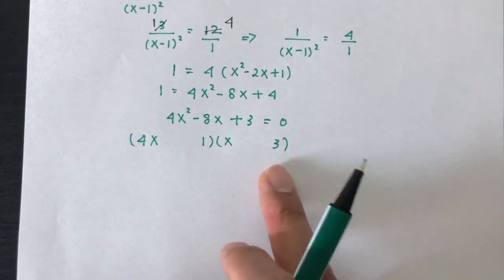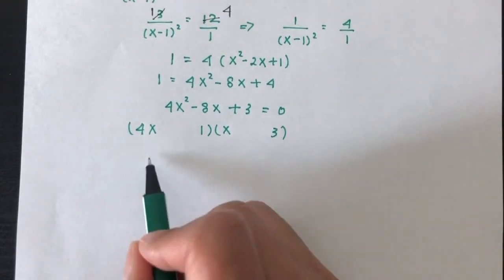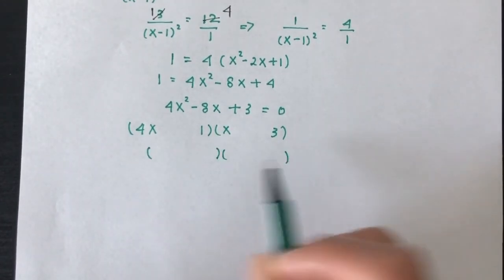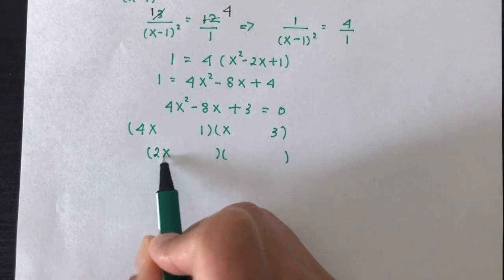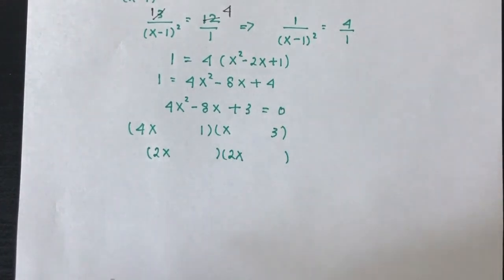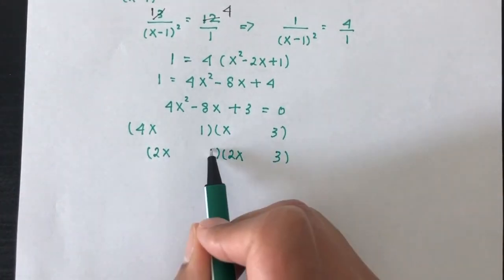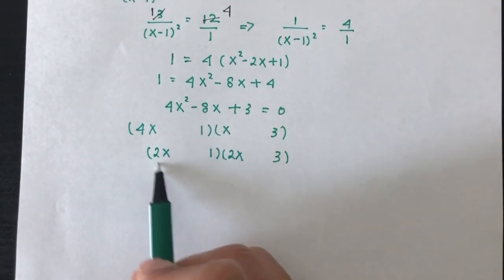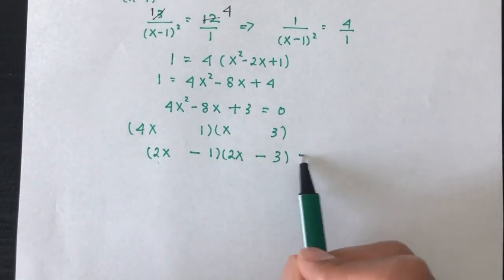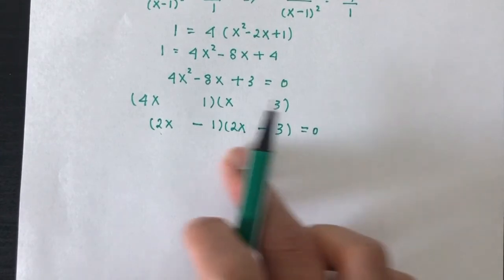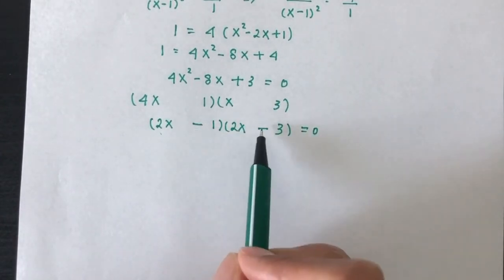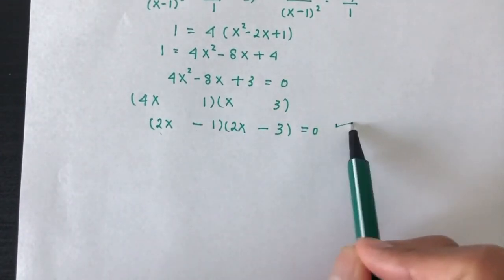so it will not be possible this way. So let's try something else. Let's try to refactorize using other factors. 4 is 2 times 2, so 2x times 2x. And here we have 3 times 1. So to get minus 8, it has to be minus 6 and minus 2. Okay, so now it is a good factorization. If you check, minus times minus should give you plus, so that is good.